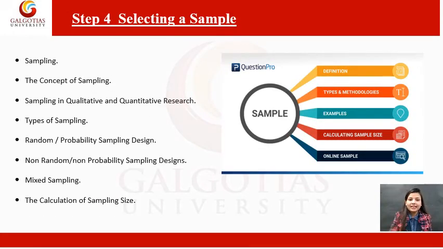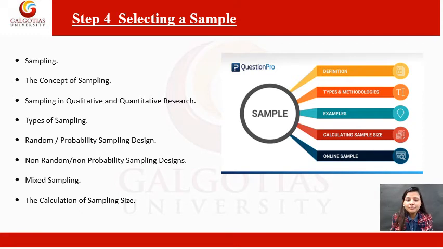Step 4 is selecting a sample. Sampling is a process used in statistical analysis in which a predetermined number of observations are taken from a larger population. The methodology used to sample from a larger population depends on the type of analysis being performed, but it may include simple random sampling, systematic sampling, stratified sampling, and so on. These are cluster sampling. These are the types of sampling.